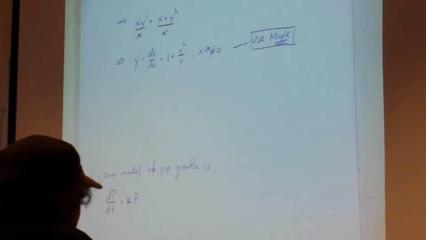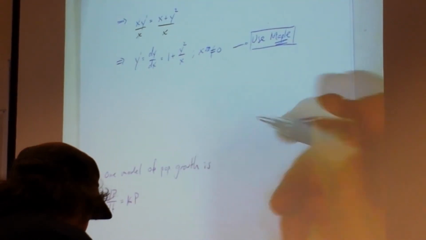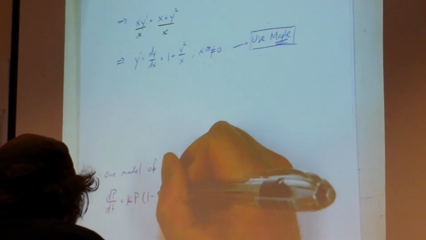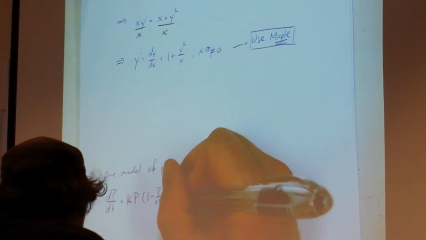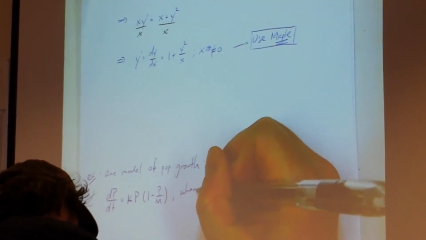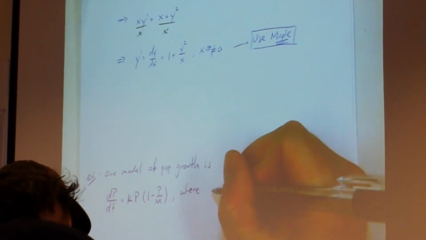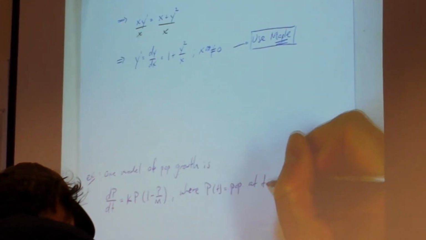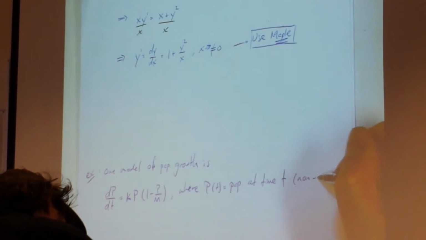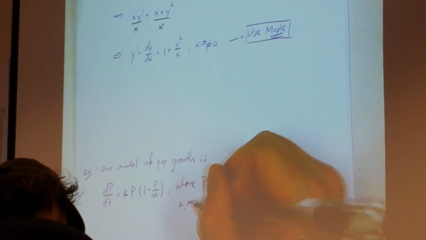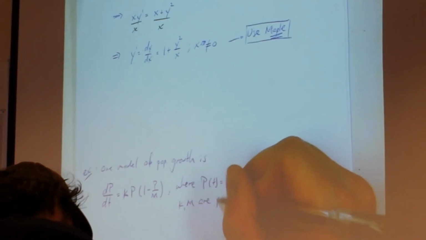Okay. Now, it's very simple, you could look in the book and see the general solution for it. But this is a little bit more sophisticated model. Okay, so you build in this part, 1 minus P over M. P of t represents the population at time t, non-negative. And both K and M are positive constants.